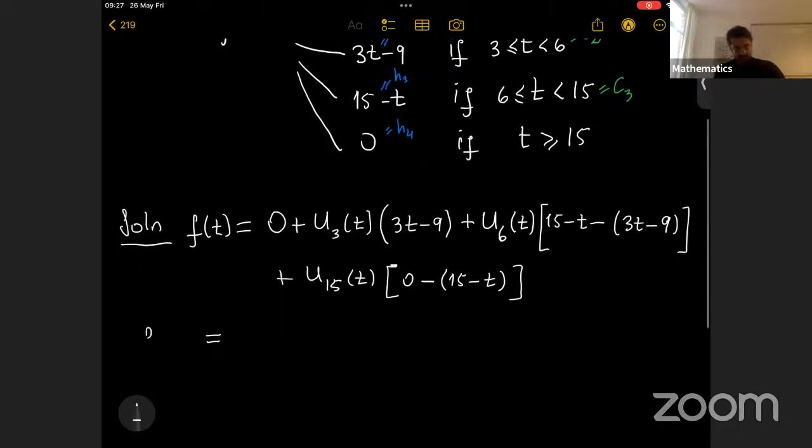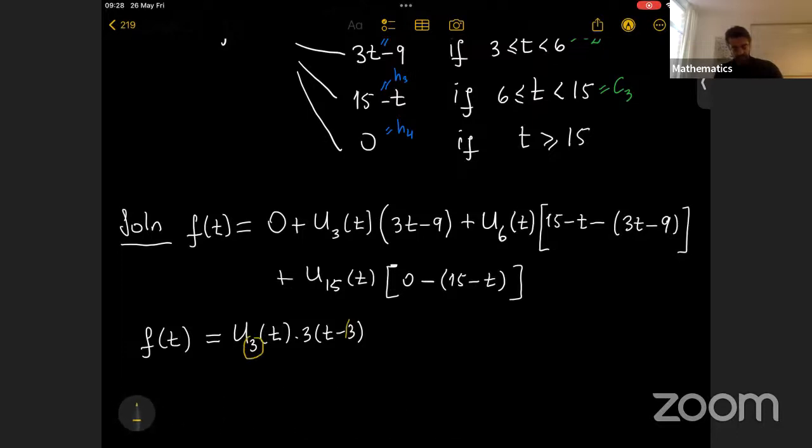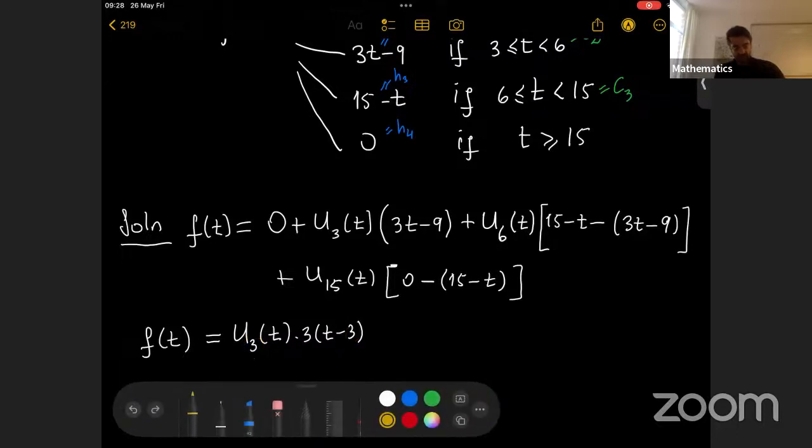Here, f of t is u sub 3t. You can write 3t minus 9 as 3 times t minus 3. This is easier to work with because we have 3 here and 3 here. And remember, when you have it like this, you can easily compute the Laplace transform. We had a rule for this sort of function.